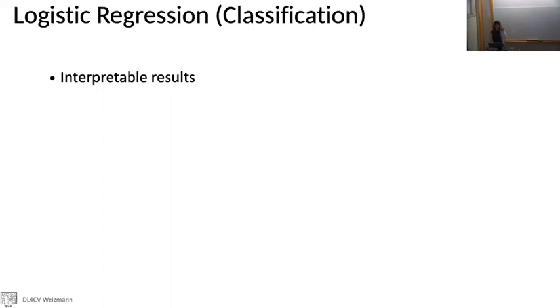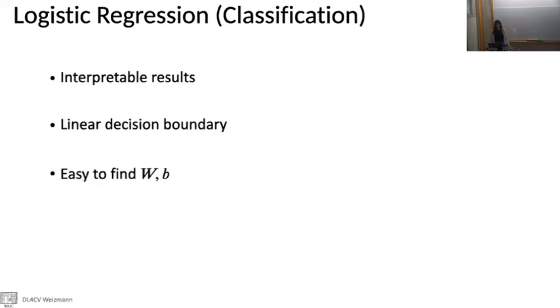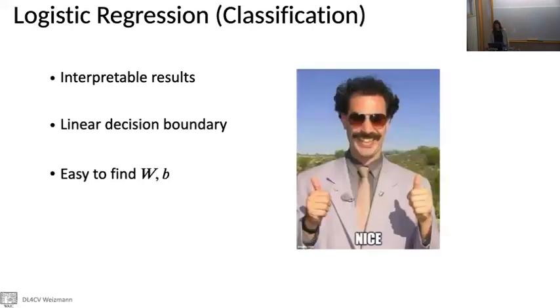So using logistic regression, we're going to get interpretable results. The decision boundary will still be linear, which is again intuitive and nice to see. And there is an easy way to find W. So we have everything as we want.